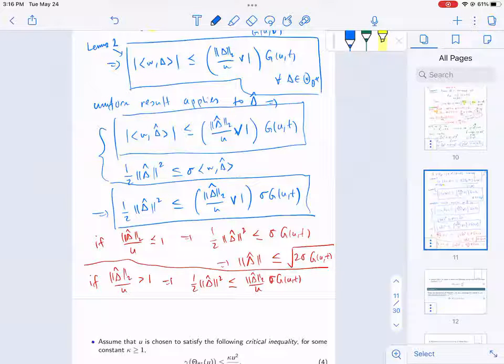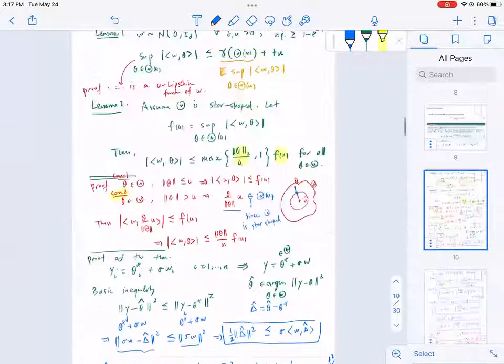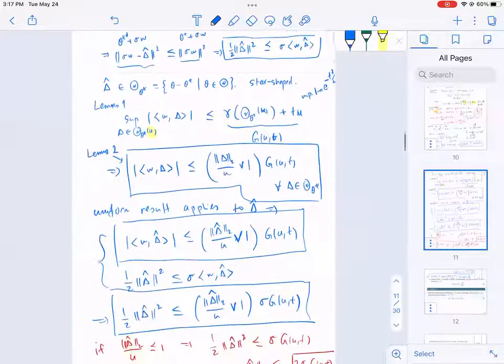I can now do this. What I get is that norm of delta hat is less than 2 sigma g ut over U. So I'm either less than this or this. So the two cases I can summarize as: conclude in either case that this is less than the maximum of 2 sigma g ut over U and the square root of 2 sigma g ut. That's basically the result that we had there. Okay.